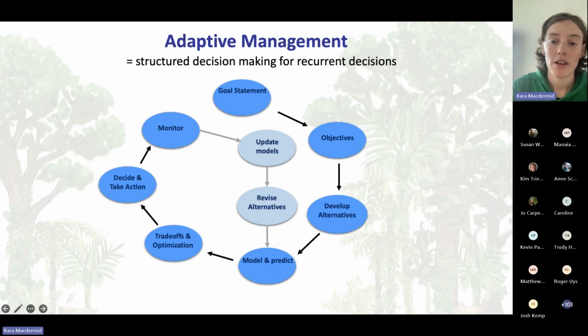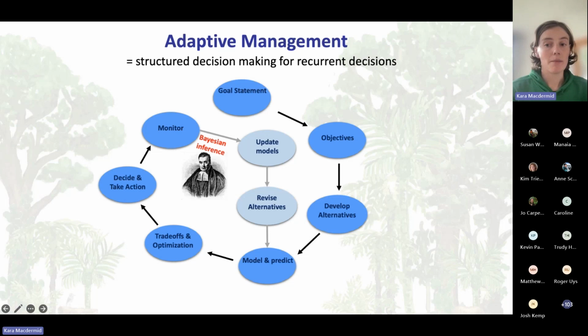And you can use Bayesian methods to update the prior models that you made initial predictions with. And what this can do is increase the accuracy of the population predictions, which you can then use to inform any management decisions and have a more informed decision of what is best. So this monitoring, update models, and revise alternatives section is really what sets adaptive management apart from other management strategies, because this is the part where you're learning and you're taking into account that new information that you've learned.